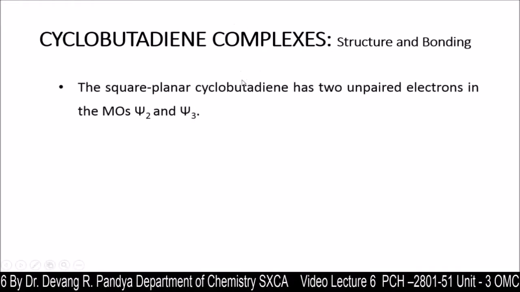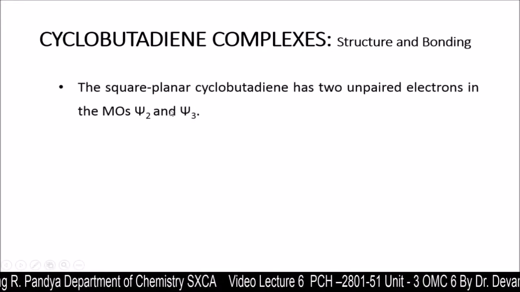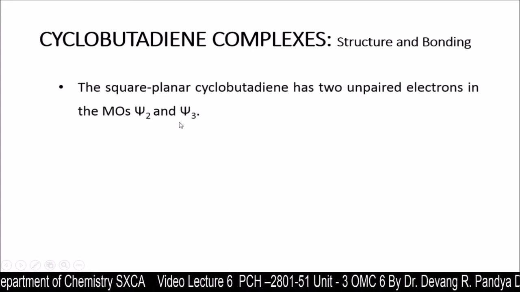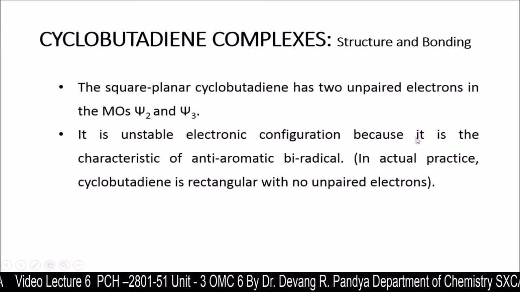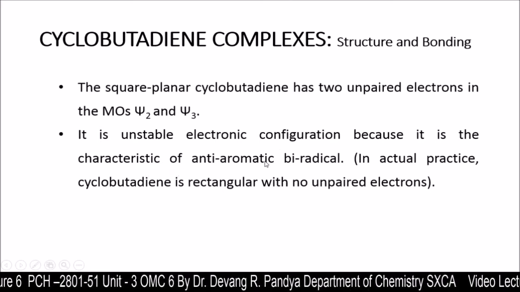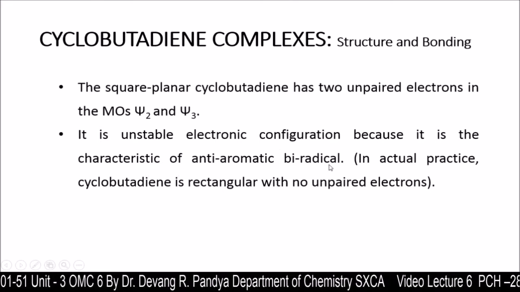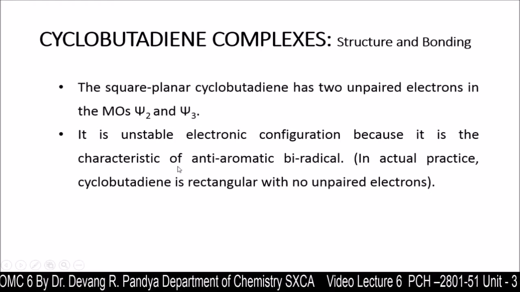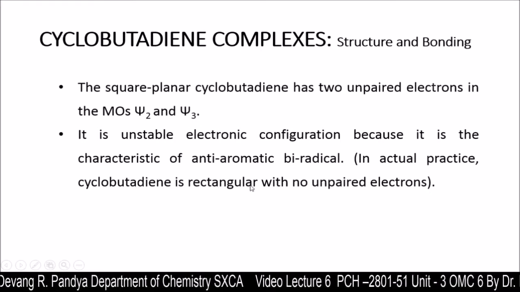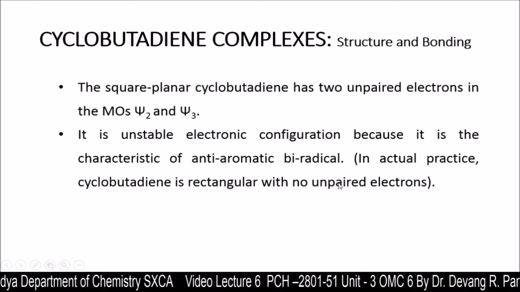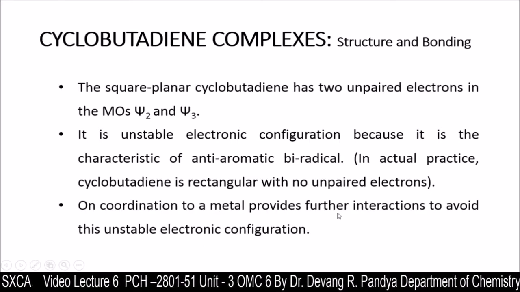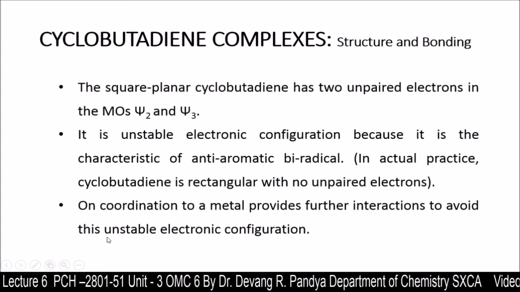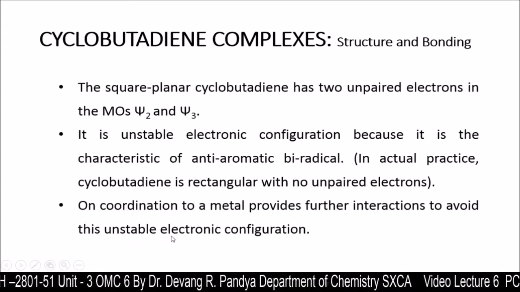Now the square planar cyclobutadiene has 2 unpaired electrons in molecular orbitals psi2 and psi3. It is an unstable electronic configuration because it is the characteristic of an anti-aromatic biradical, and in actual fact cyclobutadiene is rectangular with no unpaired electrons in it. Coordination to a metal provides further interactions to avoid this unstable electronic configuration.